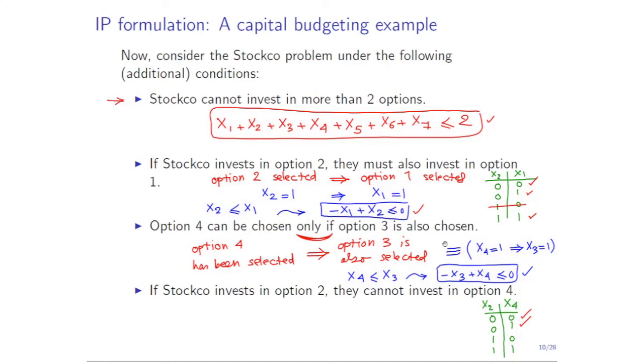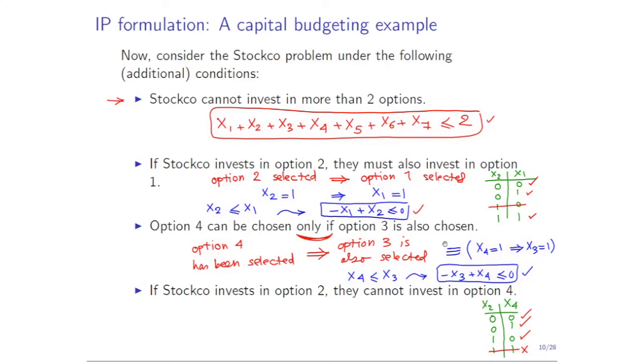How about this one? If the company invests in option 2, they cannot invest in option 4. It is very natural. So if x2 is 1, x4 must be 0, which is okay. How about the last possibility? An investment is made in option 2, and also an investment is made in option 4. This is not possible, right? Because it clearly says that if you invest in option 2, you cannot invest in option 4.